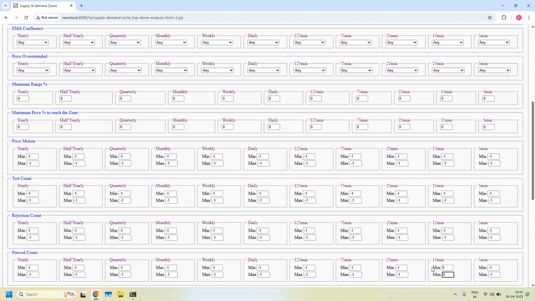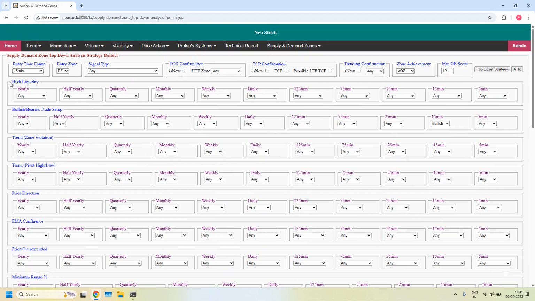That means pierced count is 0. Pierced count 0 means the zone is not pierced. Which zone? Here we selected 15-minute demand zone. So 15-minute demand zone should not be pierced. See, all the filters are applied to whatever zones you have selected. Zone achievement, minimum odd enhancer, all the filters are applied to the 15-minute demand zone. They won't be applied to the 15-minute supply zone. Whatever you select, on that zone only filters will be applied. If you don't select any zone, filters will be applied to any one of those zones. So that's why selecting the zone is very, very important, mainly for applying these filters.